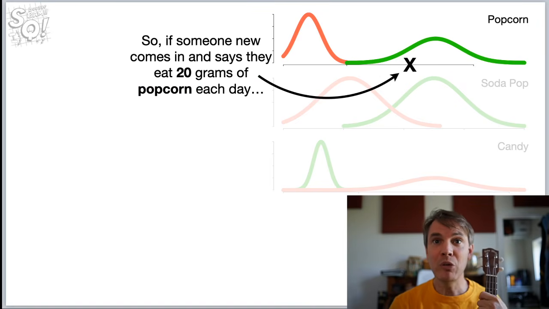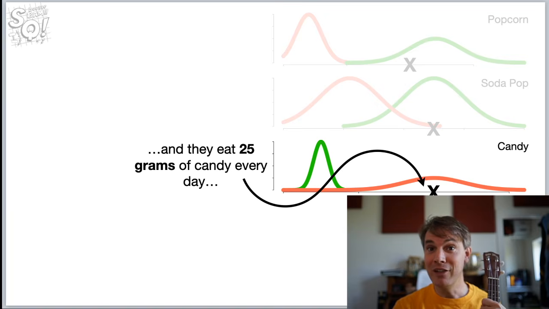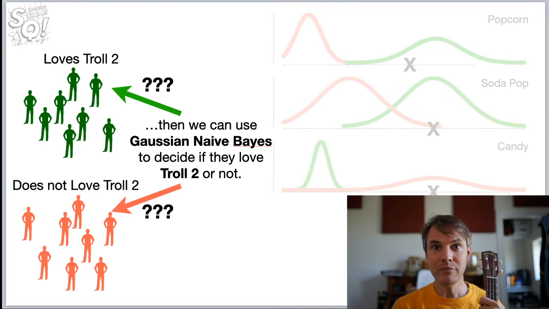So, if someone new comes in and says they eat 20 grams of popcorn each day, and they drink 500 milliliters of soda pop each day, which by the way is a lot more soda pop than I drink. I rarely drink soda pop. And they eat 25 grams of candy every day. I don't eat a lot of candy either, but I do eat a lot of popcorn. Then we can use Gaussian Naive Bayes to decide if they love Troll 2 or not.